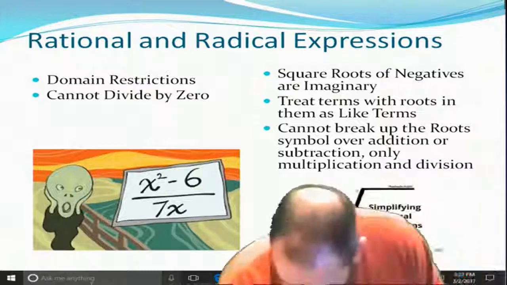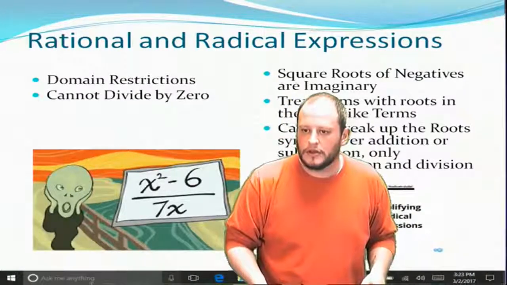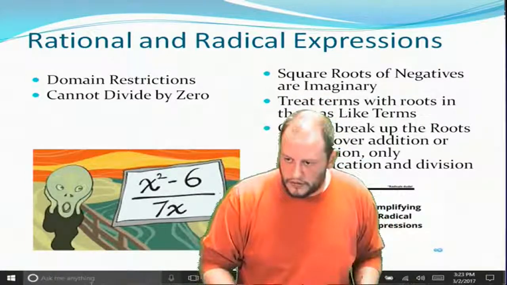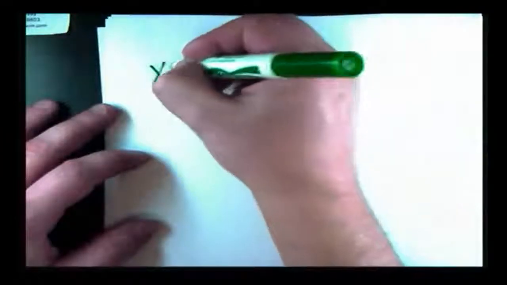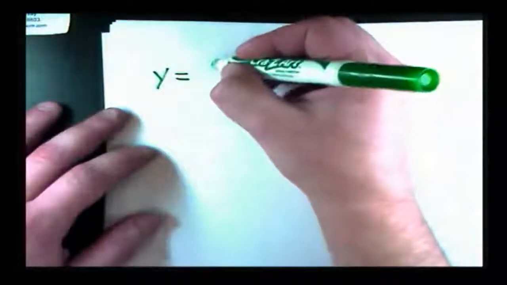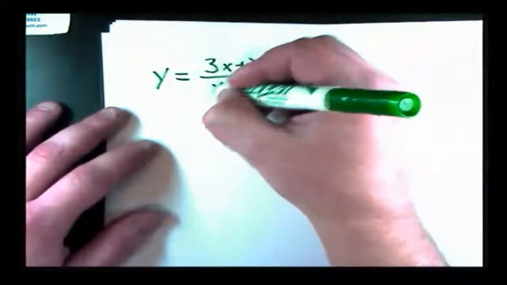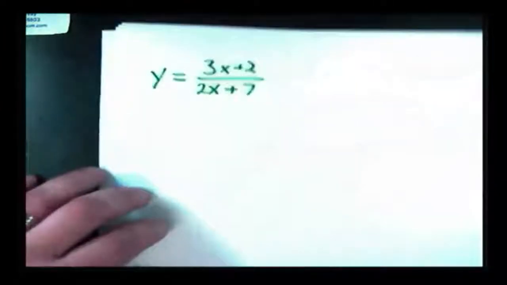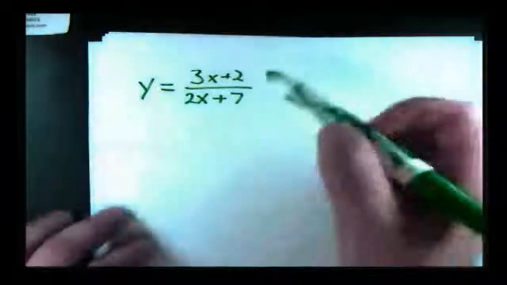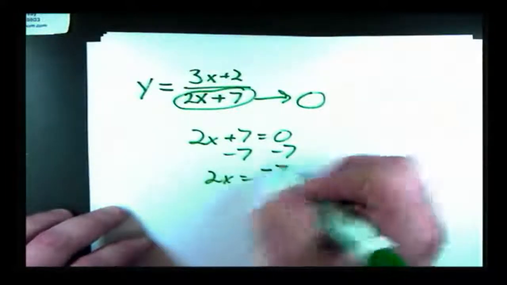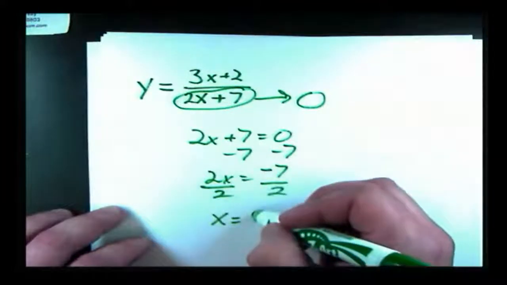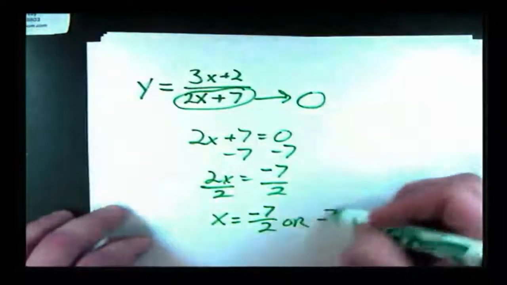So we could have a function, I will show you here from camera 2. We could have a function, say, y is equal to 3x plus 2 divided by 2x plus 7. And you might be asked to find the domain of this function. Well, what we would be mostly concerned about is if this part right here went to 0. So we would set it equal to 0. 2x plus 7 is equal to 0. Minus 7 from both sides. We get 2x is equal to negative 7. Divide by 2. Divide by 2. X is equal to negative 7 halves, or negative 3.5.